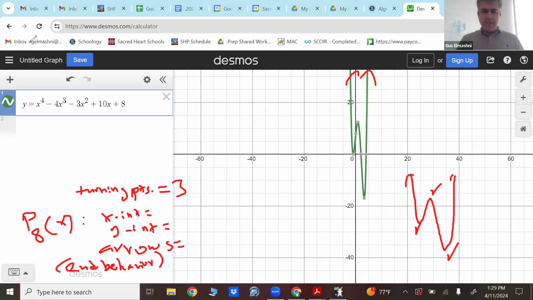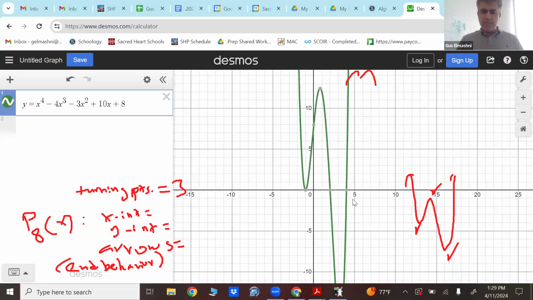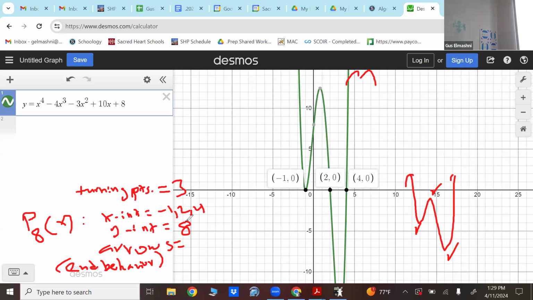The x-intercepts, if I zoom in, okay, those come out really nice. So you have 3 x-intercepts: -1, 2, and 4. The y-intercept came out really nice. That's 8. By the way, the y-intercept is actually pretty easy to figure out. Just that last number, right? If you plug in 0 for x, all the other terms vanish. What is a y-intercept? When x is 0, when you cross the y-axis. When x is 0, you only get 8. And both arrows point up.